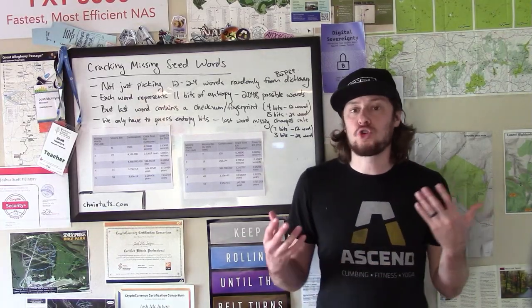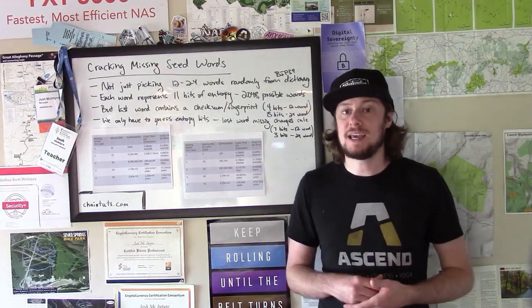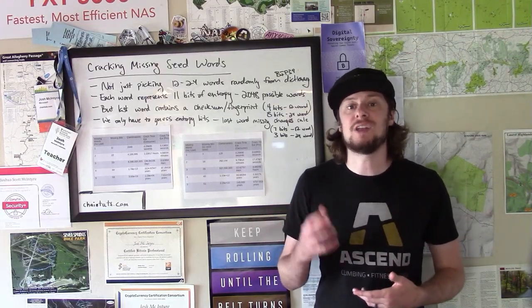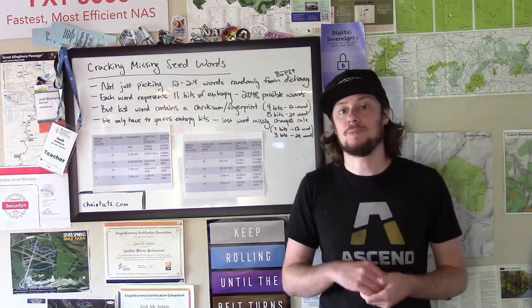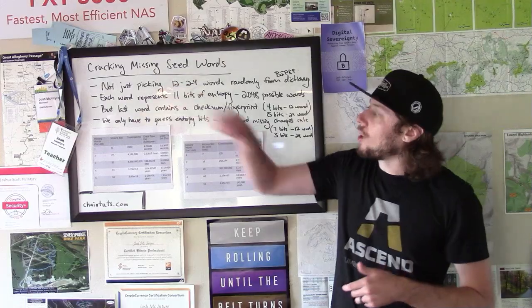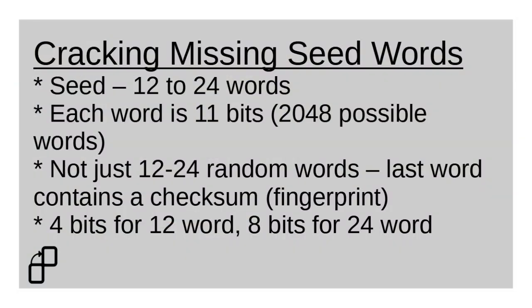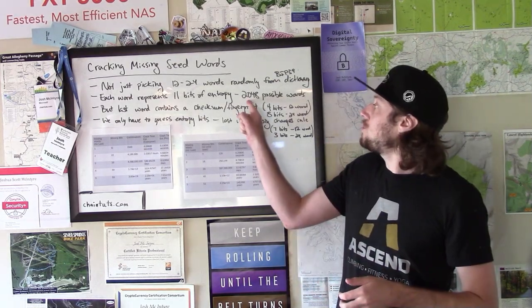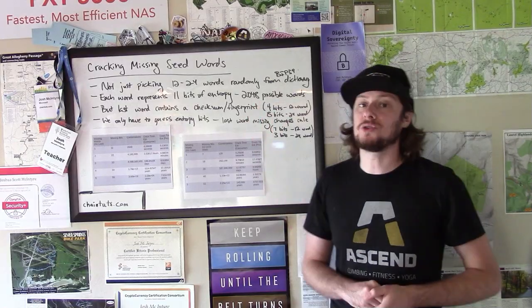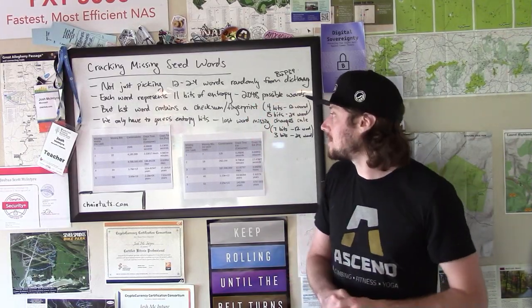So when we talk about cracking data in a seed, we need to actually think of these not just as words, but as bits of entropy. Each word in a BIP39 seed phrase represents 11 bits of data. That means that for every word, every slot in a 12 or 24 word seed phrase, there are 2,048 possible words to pick from the word list.